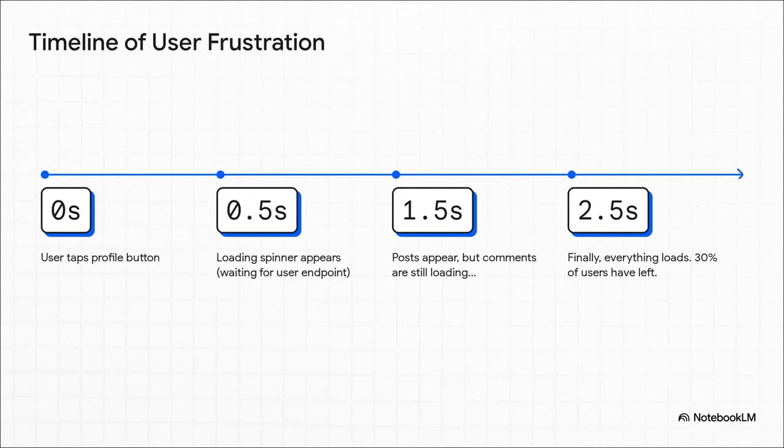And this timeline really breaks down that painful waiting game. At just half a second in, there it is, the dreaded spinner. A second later, maybe the user's posts show up, but the comments are still loading. By the time everything finally gets on the screen 2.5 seconds later, a whopping 30% of users have already given up. They're gone. And for any app, that is a complete disaster.